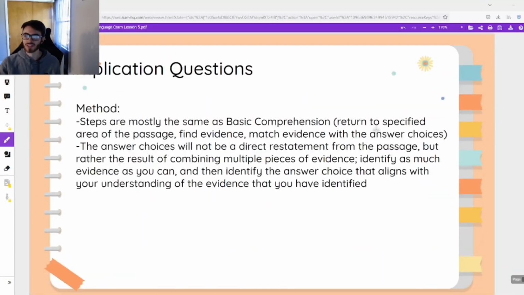For implication questions, instead of finding a direct restatement, the correct answer choice is probably going to be a combination of multiple pieces of evidence, or a combination of what you get if you put all the hints in the passage together. So you want to identify as much evidence as you can, and then identify the answer choice that aligns with your understanding of the evidence that you've identified. Instead of being a direct restatement from the passage, it's going to be more the sum of all the evidence. But yeah, the method is mostly the same other than that.